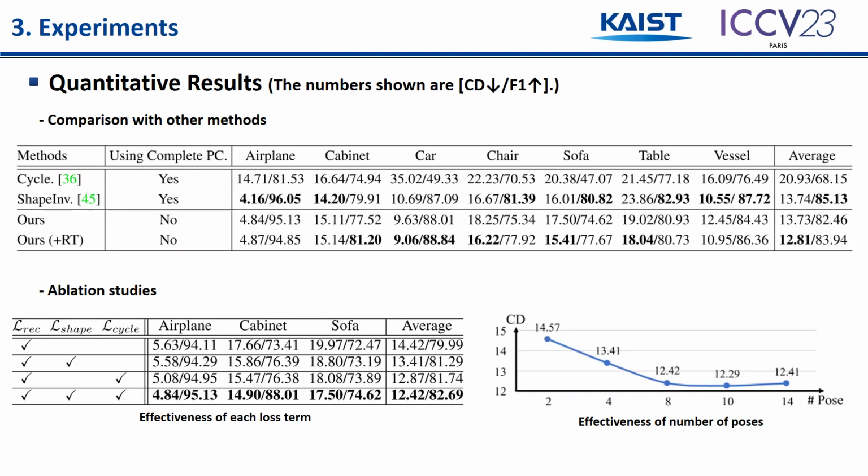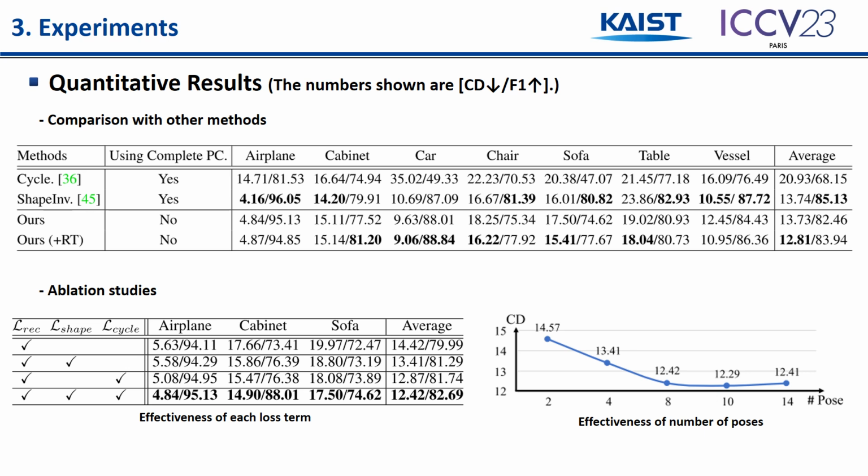We compare with other studies which utilize unpaired complete point clouds as supervision. Although we do not use any complete point clouds, we verify that our method shows comparable and in some cases better performance. We also conduct ablation studies. We show the effectiveness of each loss term by adding shape loss and cycle loss to the baseline. We verify that the proposed constraints are all effective in point cloud completion.